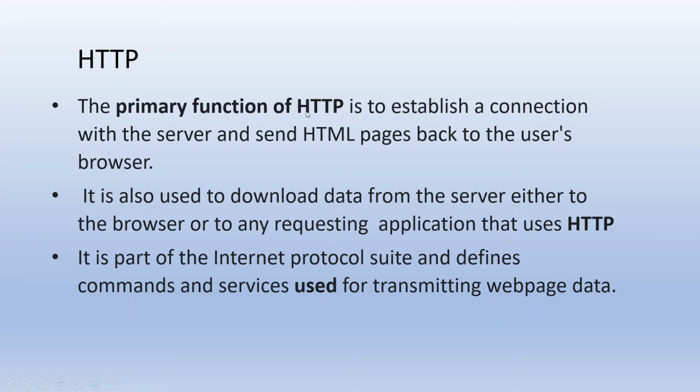The primary function of HTTP is to establish the connection with the server and send HTML pages back to the user browser. As we have already discussed, in the OSI model the application layer stands at the first position from the sender side. So here we use the HTTP protocol to send the data that is in HTML format to the user browser. It is also used to download the data from the server either to the browser or to any requesting application that uses HTTP.